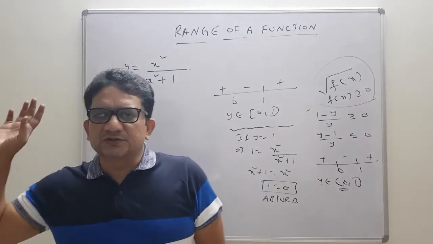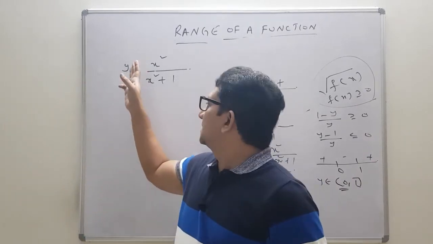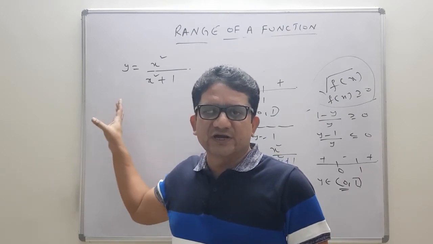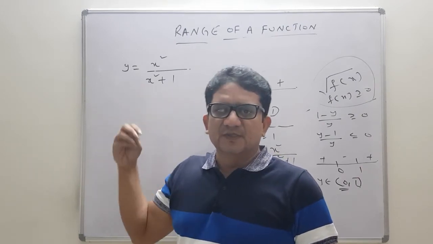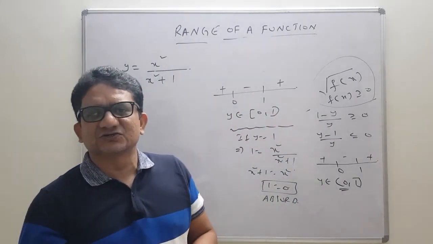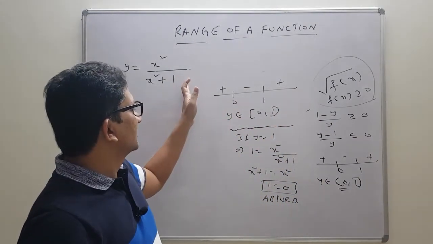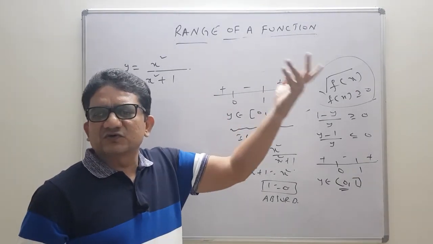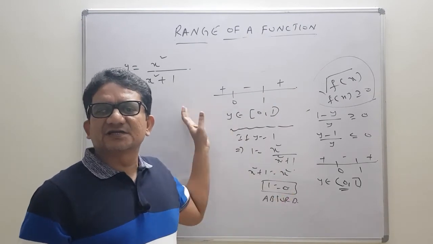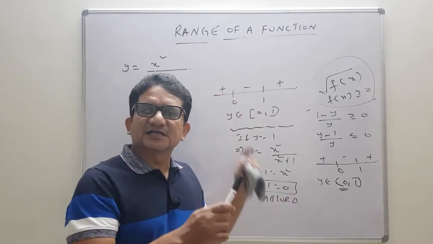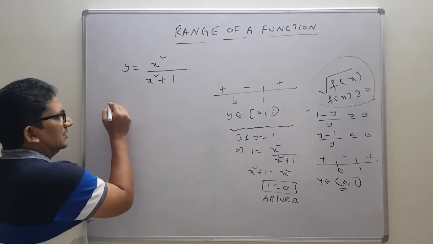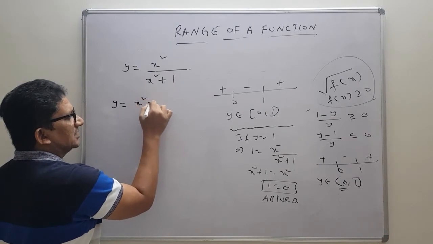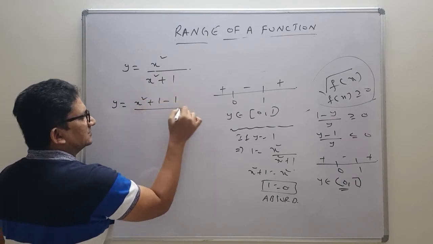Friends, even though this question is of the pattern of second degree polynomial by second degree polynomial, one method just now we did, how to find the range of this particular function. We can apply some general logic also to find the range of this particular question. Most of the time we need to follow this method, but there are few questions which you can identify, then we can solve logically also. The logical way of solving this: if you have y equals x square by x square plus 1, in the numerator I want to add 1 and subtract 1.